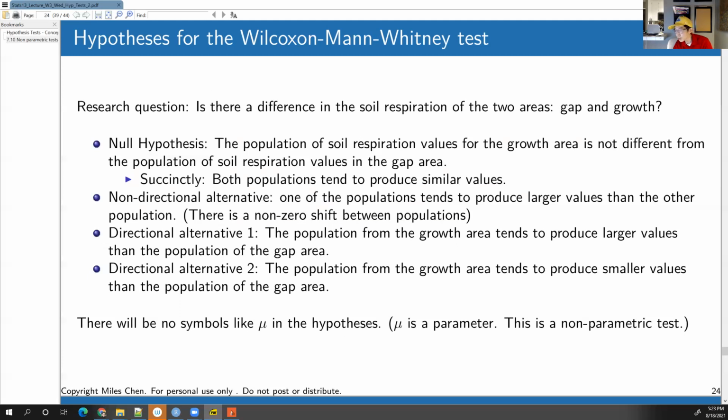For a non-directional alternative, it just says one of the populations. We're not specifying which one. We're just saying that there's a difference between the two populations. So basically one of the populations is bigger than the other, but that doesn't specify whether we're talking about the growth population or the gap population. We're just saying one of them is bigger than the other. So that's just saying there's a difference, right?